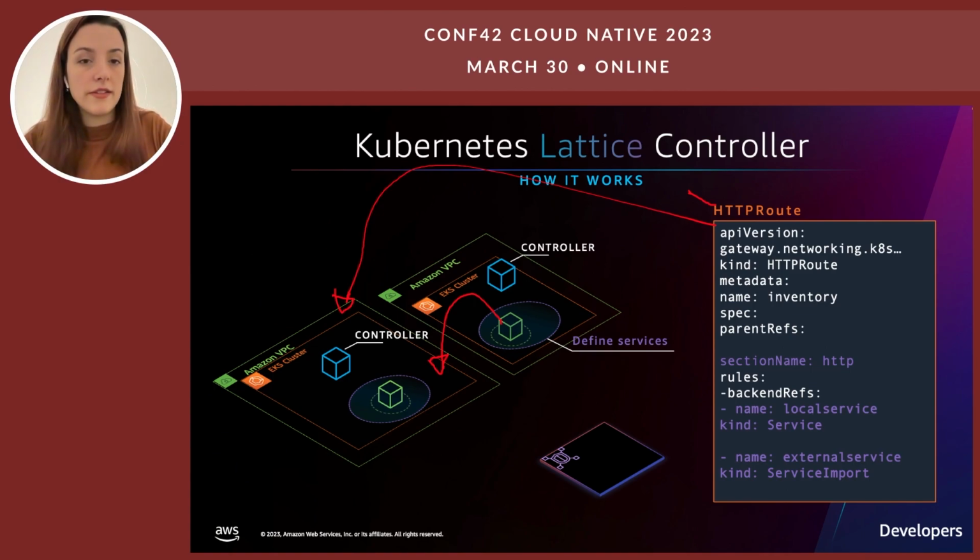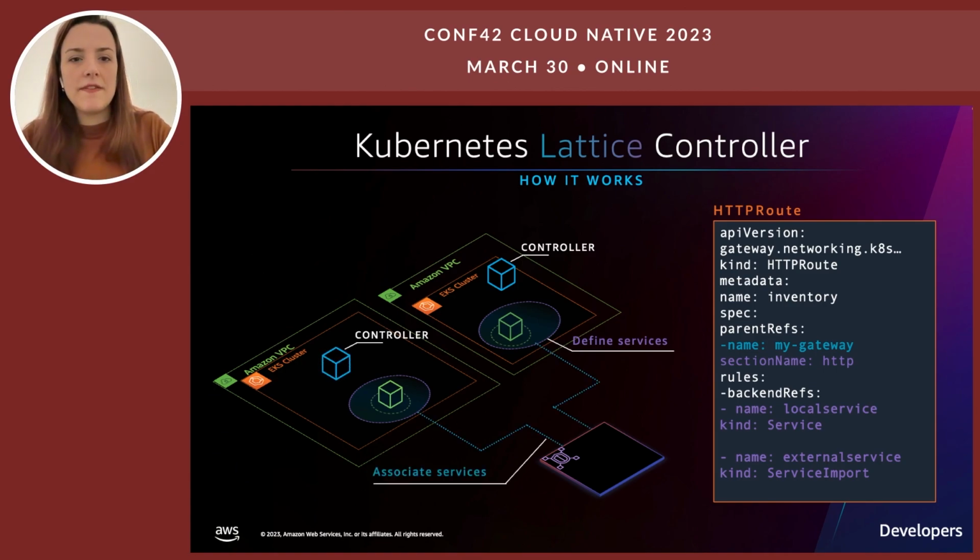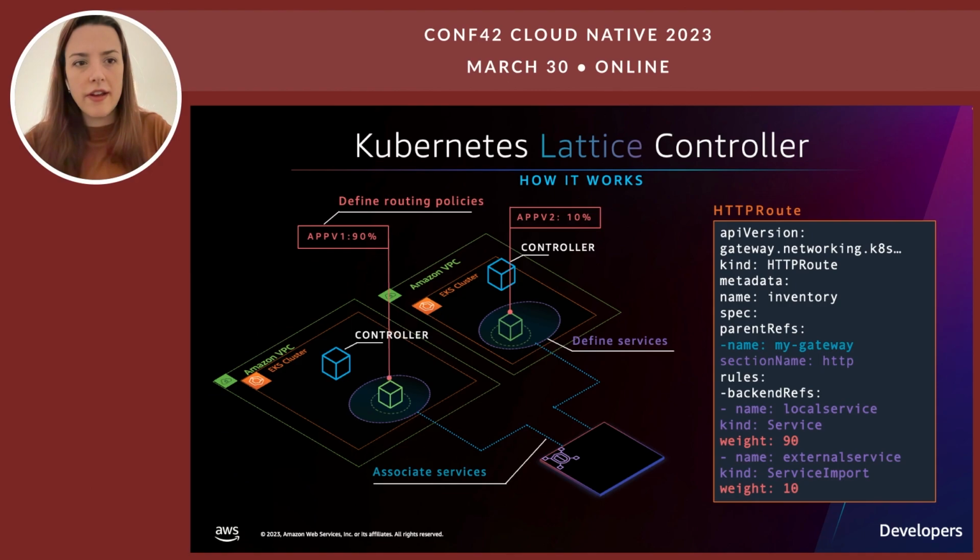Then there are other things in the HTTPRoute. We specify the Gateway which it is tied to, so we are associating our services to the service network. And we also specify how the traffic is redirected from the Gateway to our targets, which in this case are these two services, one from the first cluster and one from the other cluster.